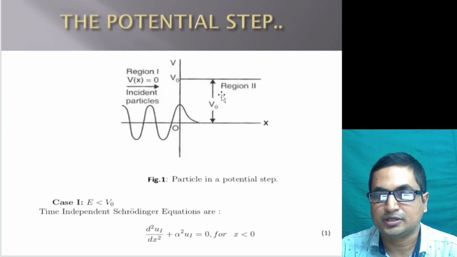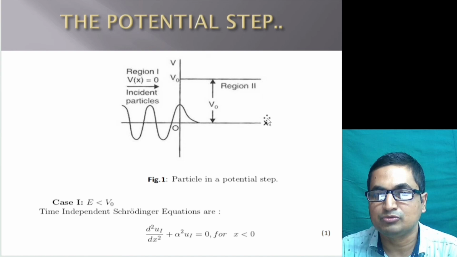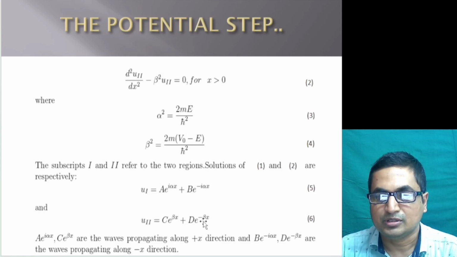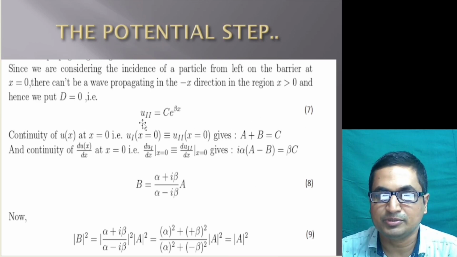Important to note that we may have a wave moving from this side to this side, left to right, but we cannot have a wave moving from right to left because there is no barrier here. Since there is no barrier here, there will not be any wave moving from right to left. So in that sense, our D will be 0, because this represents a wave moving from right to left in region 2. So we put D equal to 0, and in that case equation 6 becomes equation 7, and equation 7 represents the wave function in region 2.